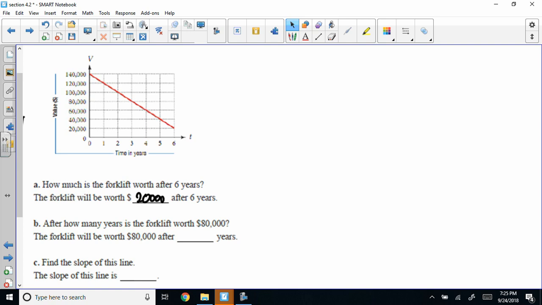After how many years is the forklift worth $80,000? Well, that's an output, right? So go over here, go to 80,000, hit it there, come down, and that's what? 3.